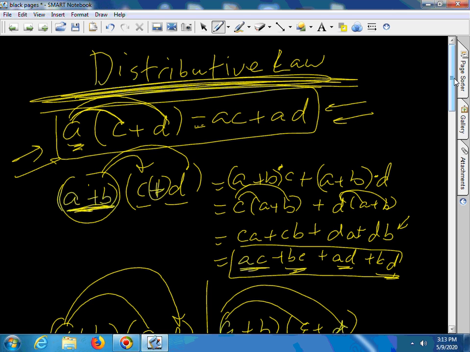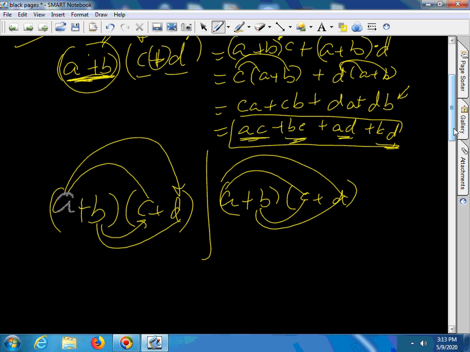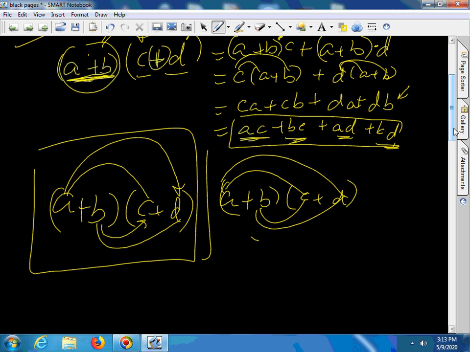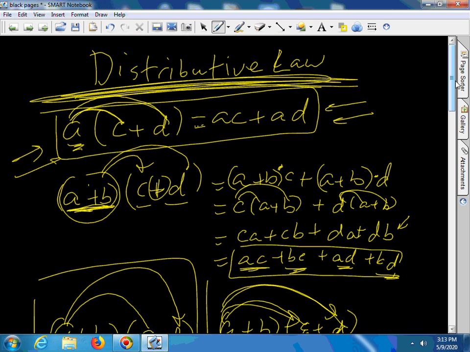It was used, probably never shown to you, but it was used to learn that you can distribute, you know, the A with the C and the A with the D. That's where it came from. It came from thinking of this as one term and distributing. Okay, so that's pretty neat.